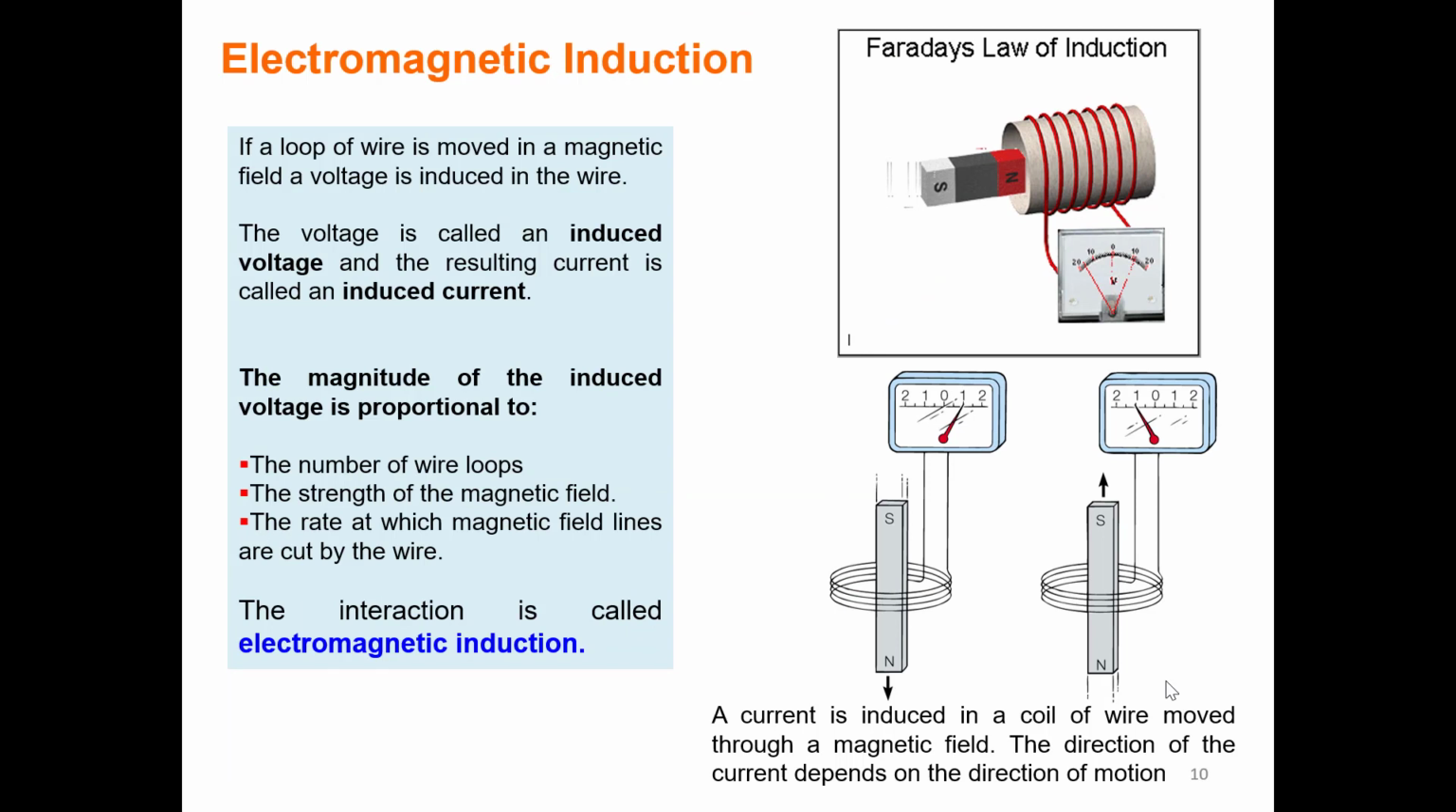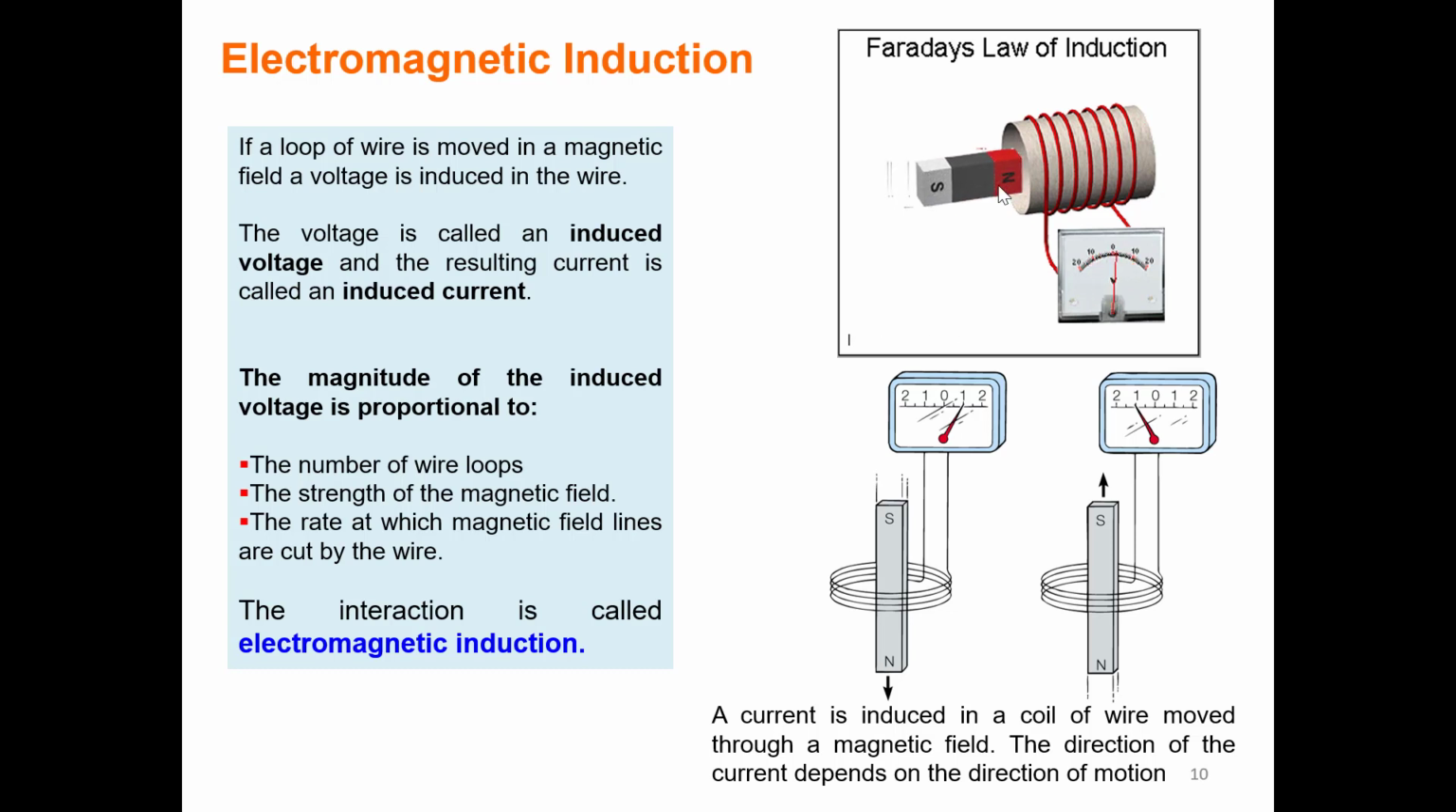We already studied that electricity can induce magnetic properties, and now we are going to see that magnetism can induce electricity. When a magnet is moved through a loop of wire, or vice versa, when the loops are moved through the magnet, it induces a voltage, which results in an induced current.